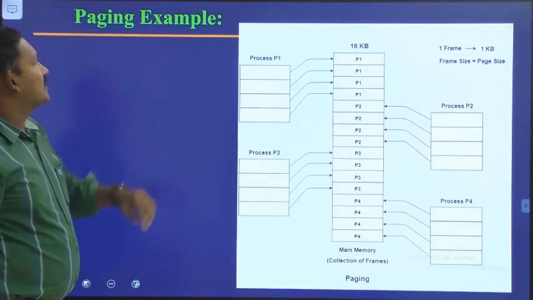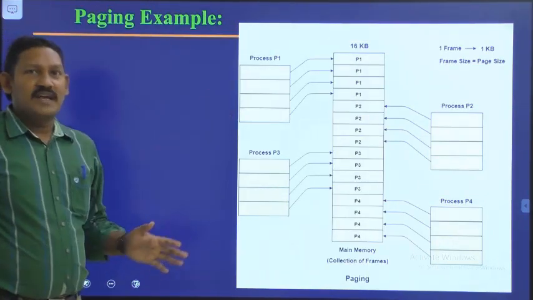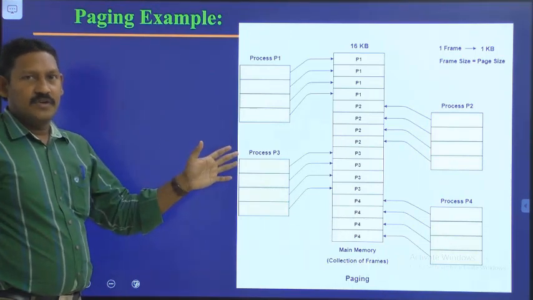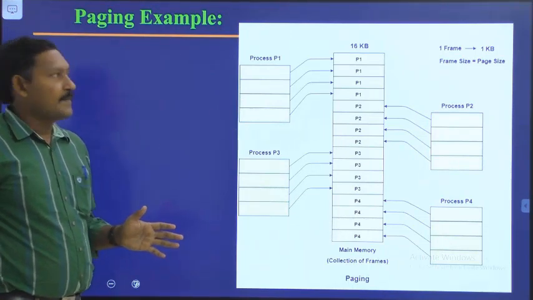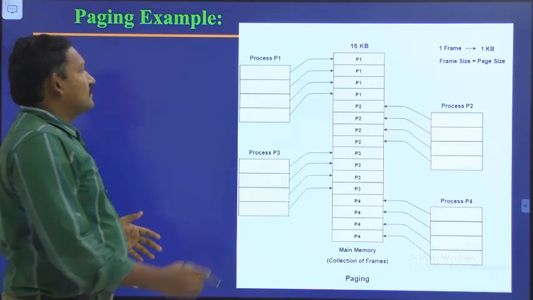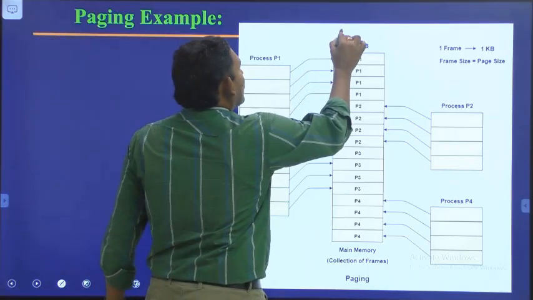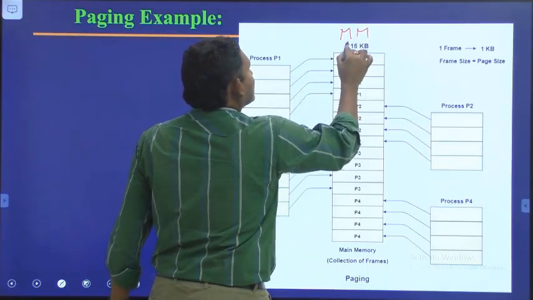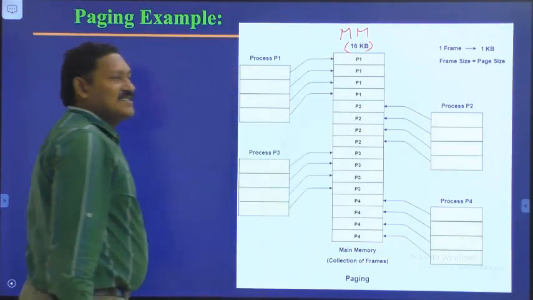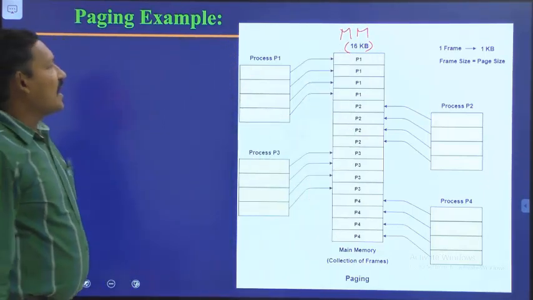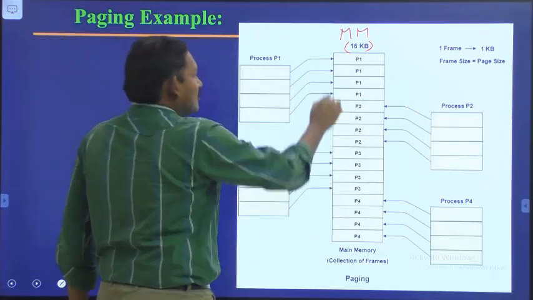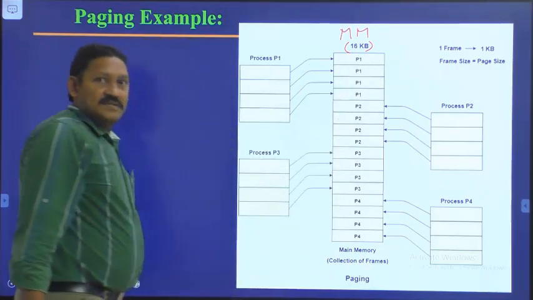So next comes an example. We will see a simple example for paging. Okay, this is an example for paging. Let us suppose this is main memory and its size is 16 KB. So we have split that into 16 equal parts.